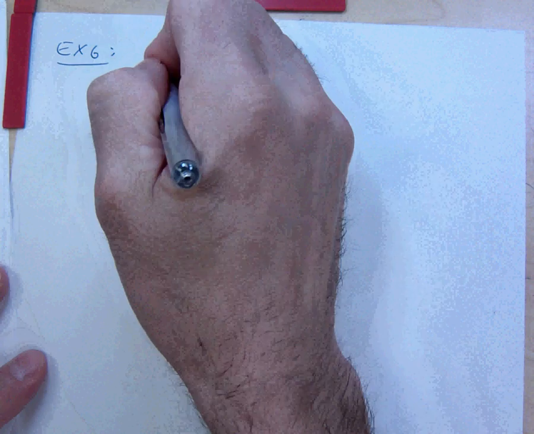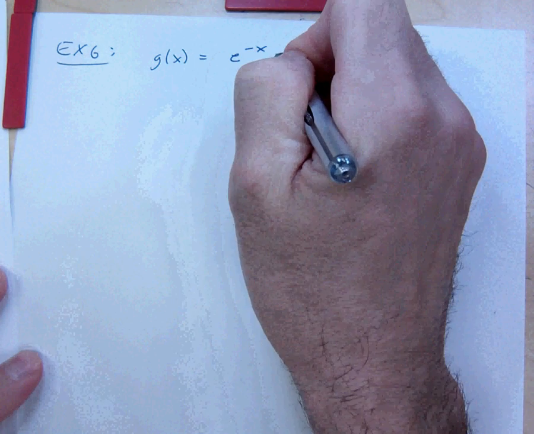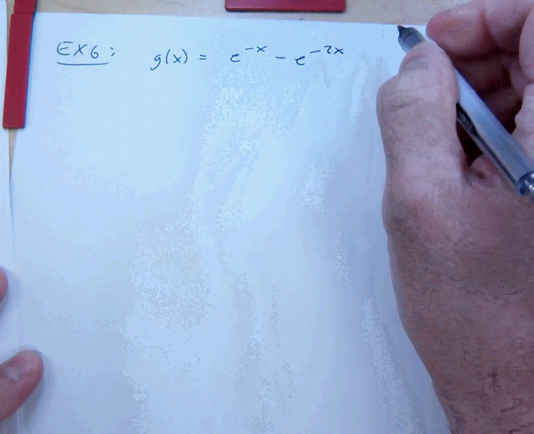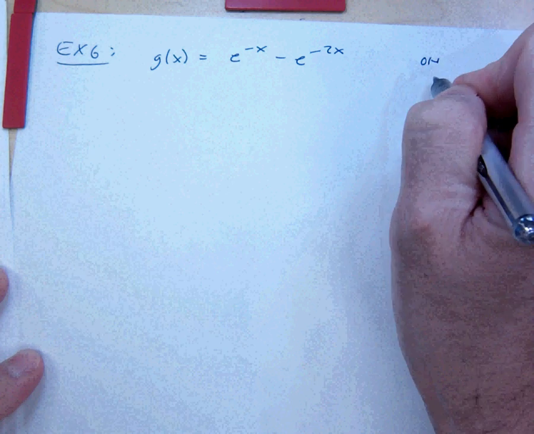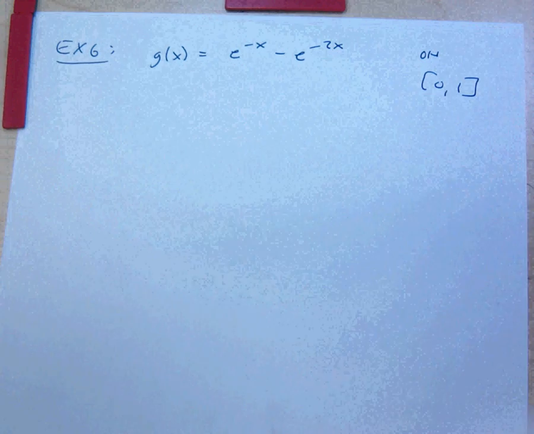Okay, we want to find the absolute min and max for this function on the interval 0 to 1. Okay, so here we go. Again, no calculator on this.